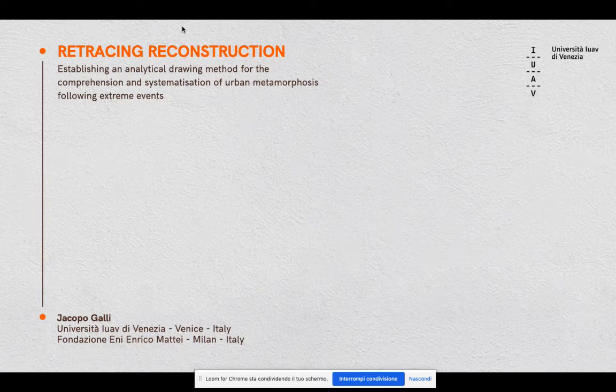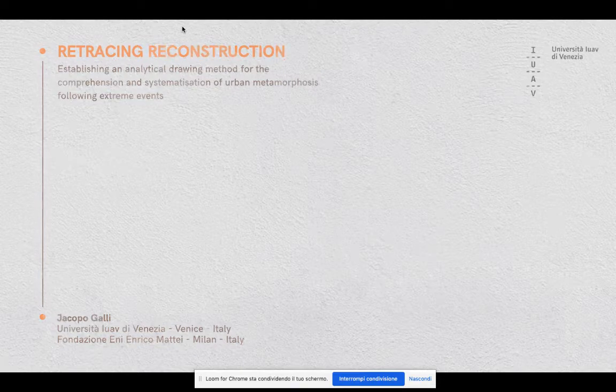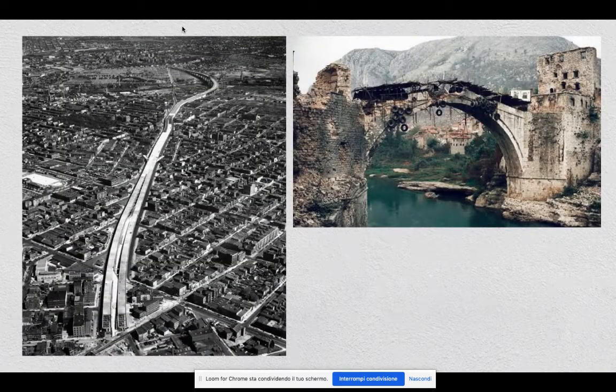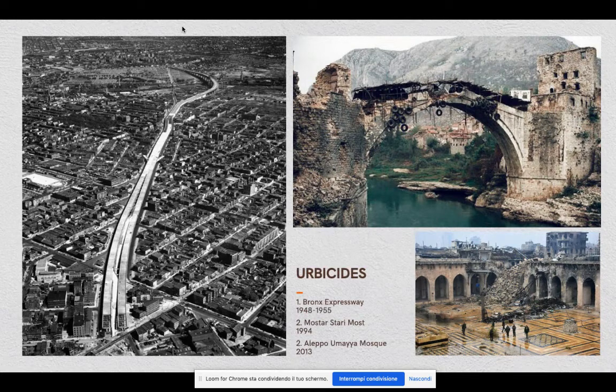Today I will be presenting a paper titled Retracing Reconstruction, establishing an analytical drawing method for the comprehension and systematization of urban metamorphosis following extreme events. The term urbicide, the fundamentally illegitimate form of modern conflict in which an urban population is targeted for destruction, was used to describe the destruction following the modernization processes in the 60s and first applied to war contexts in the 90s during the Balkan Wars.